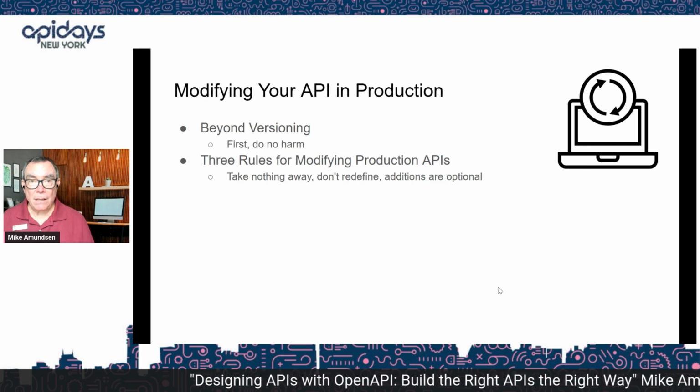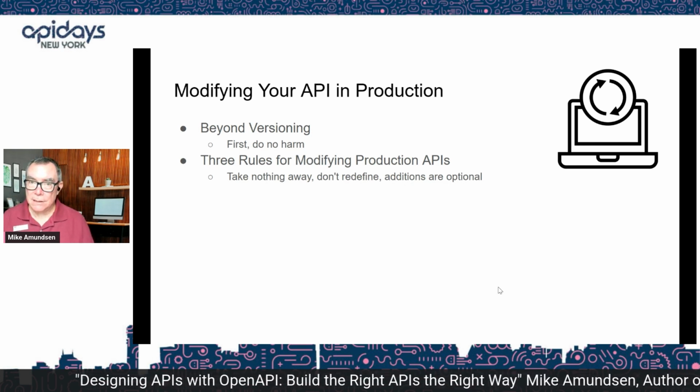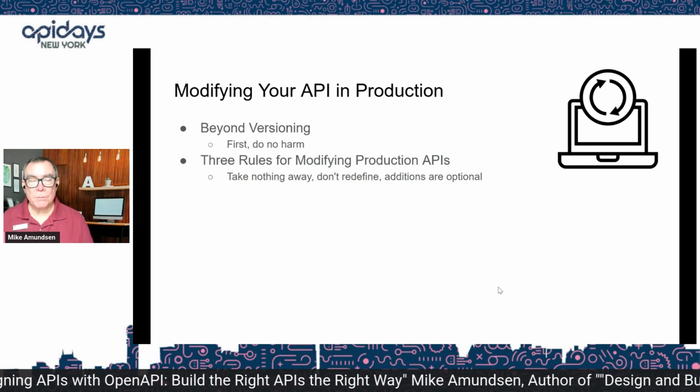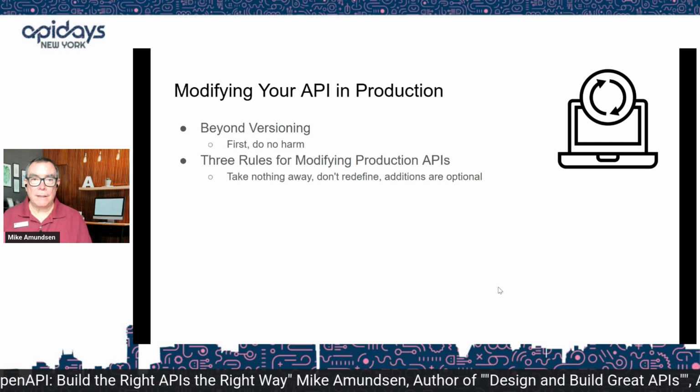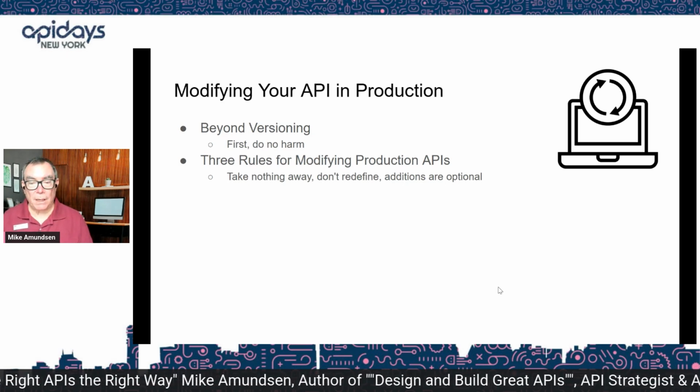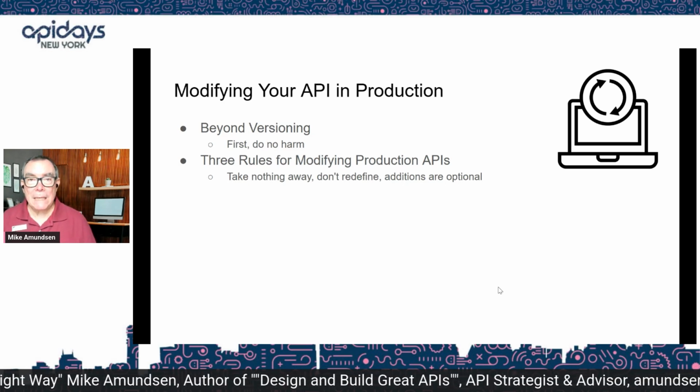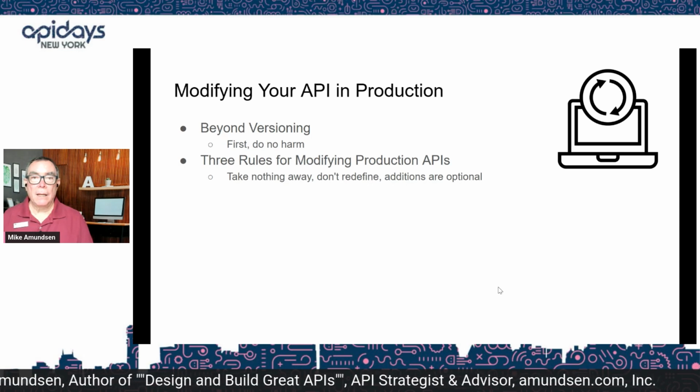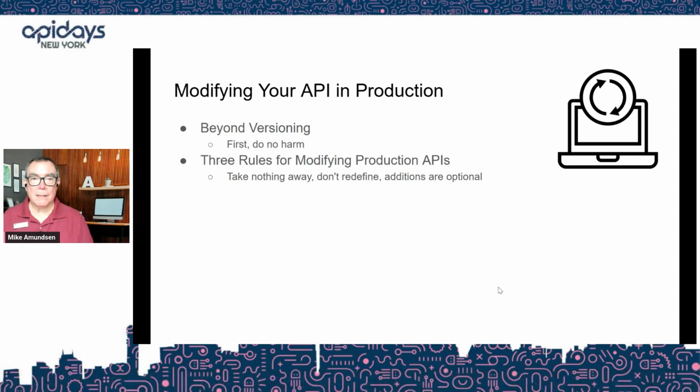You can't take anything away. If you promised a URL, it still has to be there. If you promise some data coming back in that response, it still has to be there. You can't redefine the meaning of elements. If you created a parameter component that says it's named P and it represents the number of pages, you can't change that P to represent the number of people. You can't redefine the meaning. That's going to break somebody.